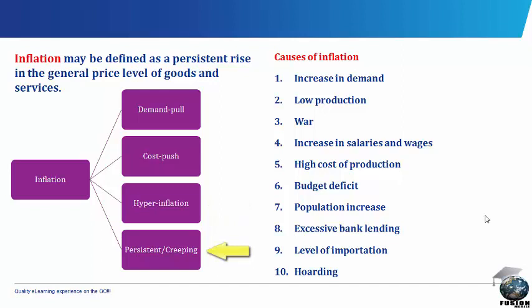Persistent or creeping inflation. This is also known as chronic inflation. This occurs when there is a slow but steady rise in the value of purchasing power and a fall in supply of goods and services. In other words, when inflation becomes a slow but steady rise in the general prices of goods and services, it is also known as creeping inflation.